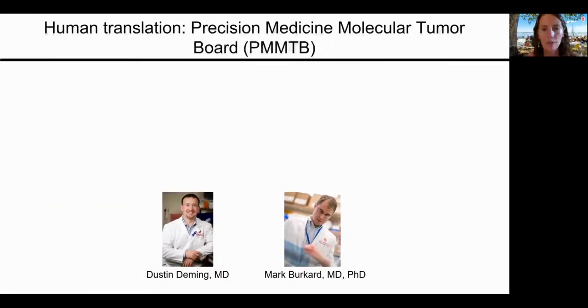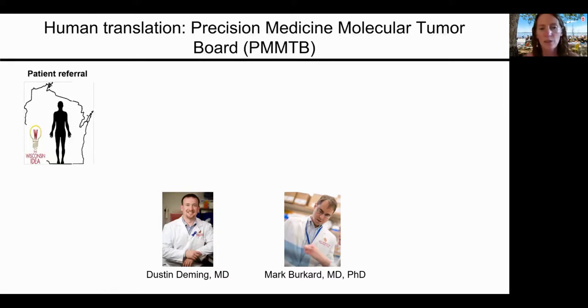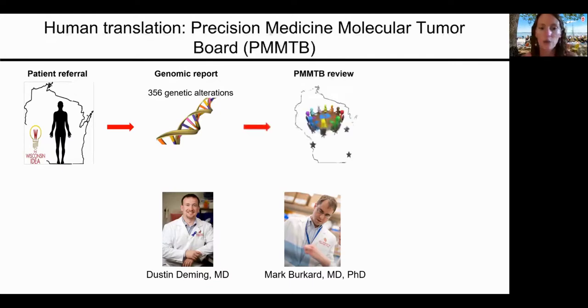So for the clinical translation, I really want to highlight my clinical collaborators, Dusty Deming and Mark Burkhardt, and this fantastic program they've made, the Precision Medicine Molecular Tumor Board. So this is a Wisconsin service. It's supported by the Wisconsin state government, and it is a free referral service. So you can refer yourself, or any of your doctors can refer you. And what you get is a free genomic report. So we need a biopsy or surgical sample, and we can look for common genetic alterations.